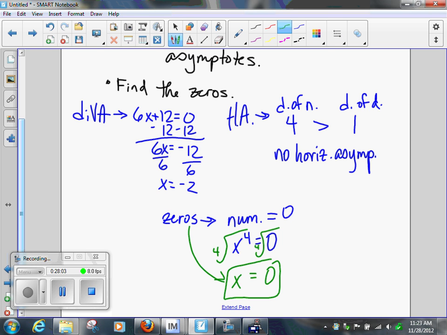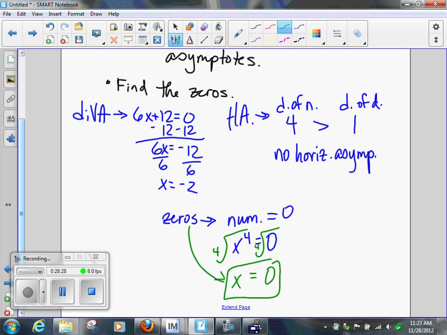I found the horizontal asymptote. I found the vertical asymptote. Weird, weird, weird looking graph. Do you agree? Strange. That's what I expect you to do. Put it in the calculator. Because, Christian, guess what I'm going to do? Put it in the calculator. Okay? That's what I'm going to do.